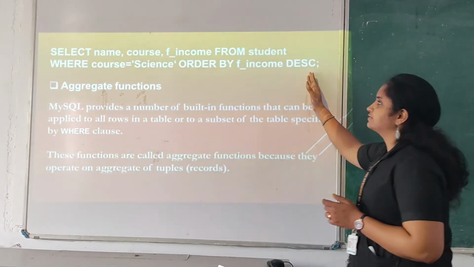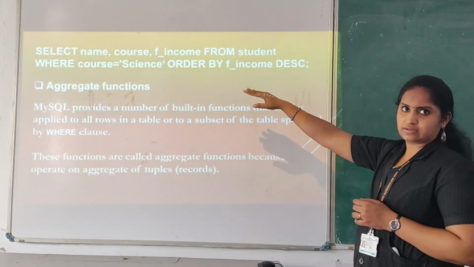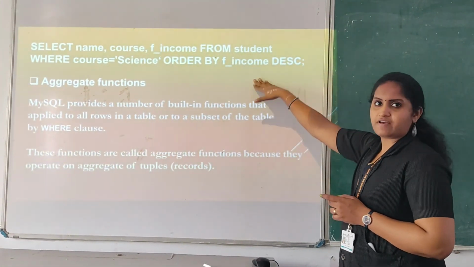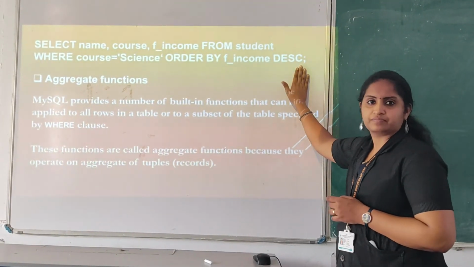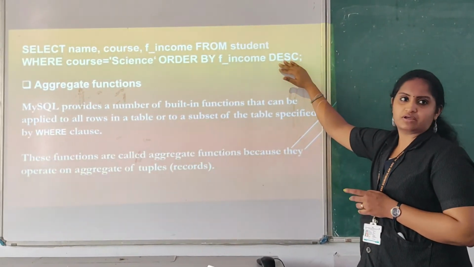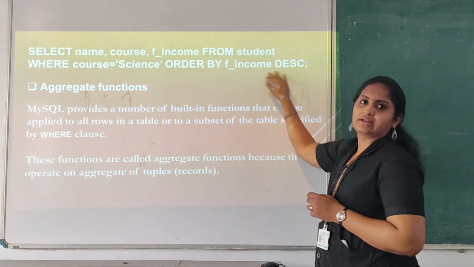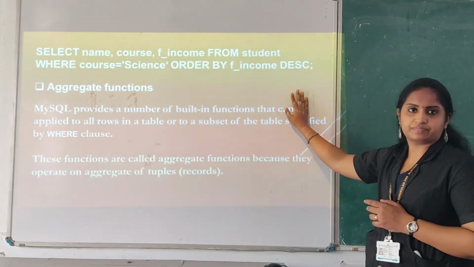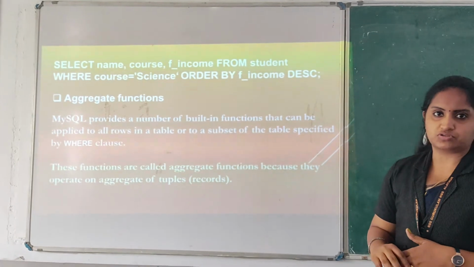Here also you can see an example where course is equal to science. We have given the condition, and here it is order by family income, in descending order. It will display the list in descending order of family income, for the course science. So like this you can give the condition using the ORDER BY clause.